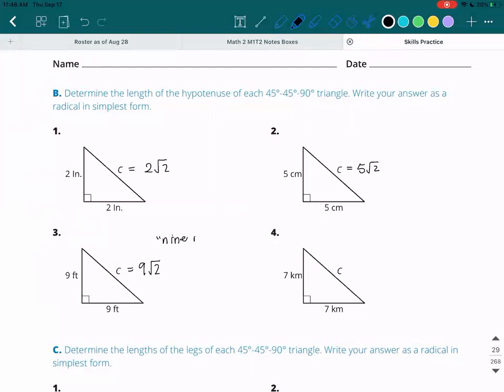9 radical 2. Or you could say 9 root 2. Okay, so this is 2 root 2, or 2 radical 2. Okay, so now that you know how to say it, for number 4, our legs are 7, so our hypotenuse is?